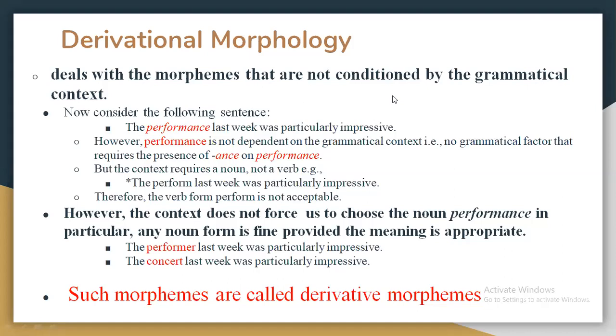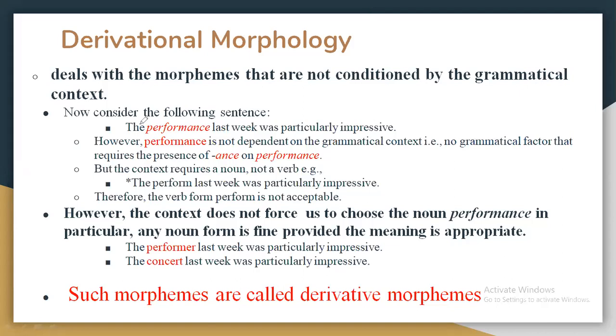Okay. There's still debate. That video has clearly mentioned this. What is that? It deals with morphemes that are not conditioned by grammatical context. You know that. It's not the output of grammatical condition. For example, you can see the example here. Please look carefully. What is the situation here?